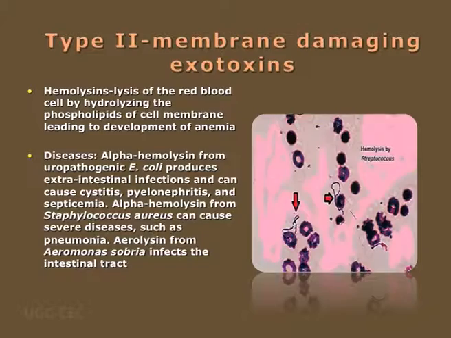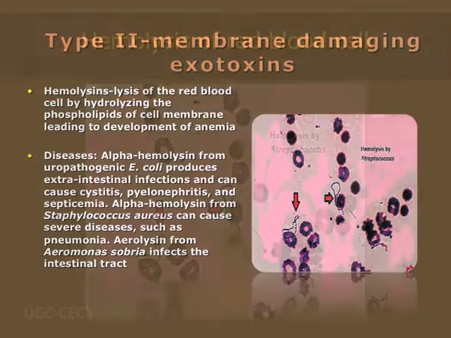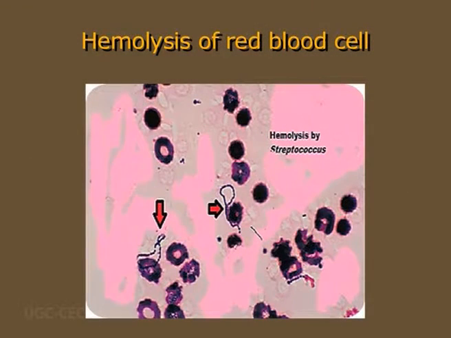We next come to the enzymes which are still type 2 exotoxins, but they can damage the membrane. One of them is hemolysin. As the word tells you, hemolysins act on the red blood cell and can lead to destruction of the red blood cell, causing anemia. And as you can see in this figure, once hemolysin is added, or organisms which produce hemolysins like Staphylococcus or E.